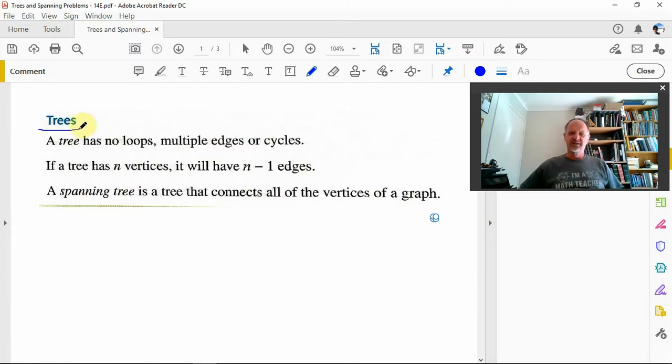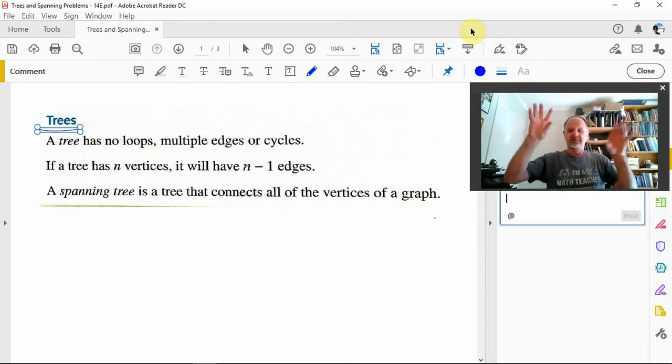So the term tree comes in because it's like the branches of a tree. The branches of a tree all spread out to different places, but they don't connect in between, and you don't have them looping around and that sort of thing. So that's why it's called a tree.